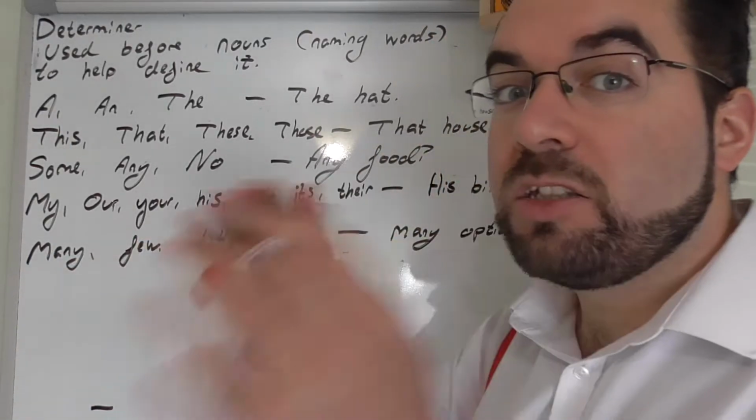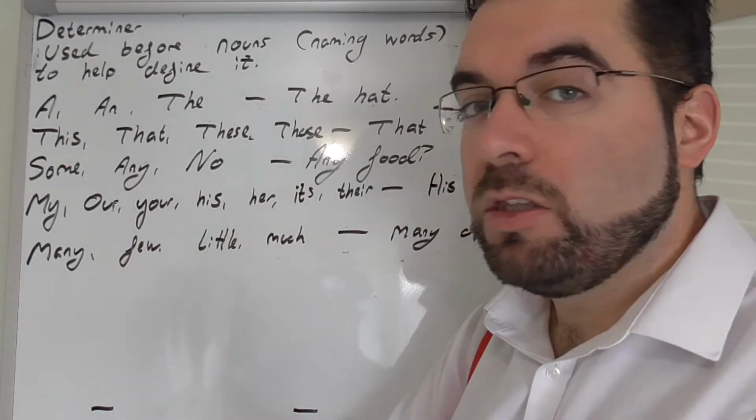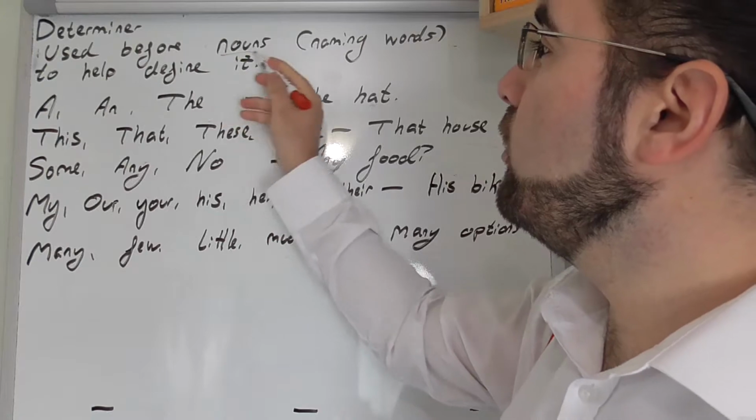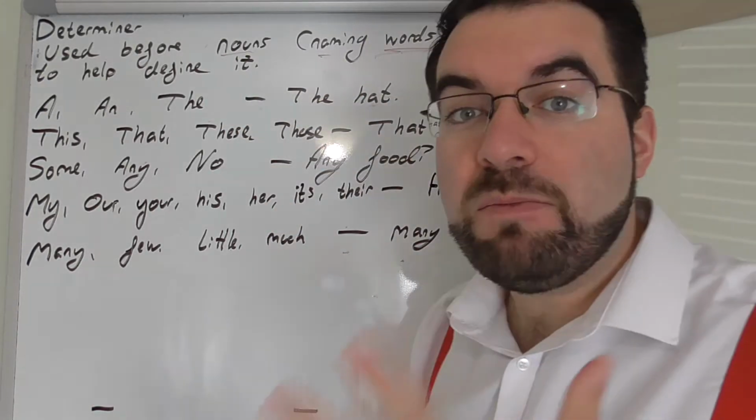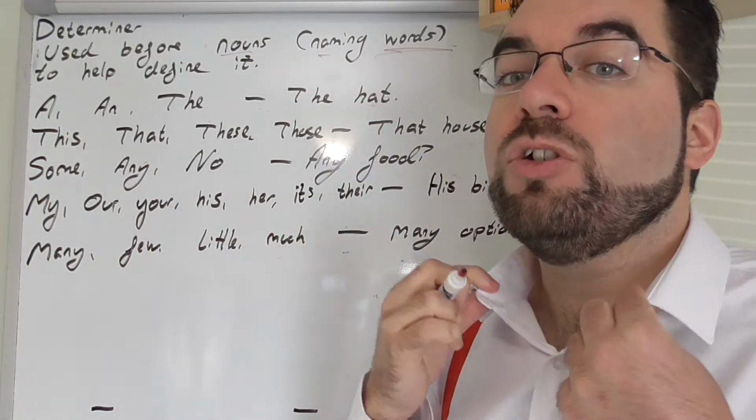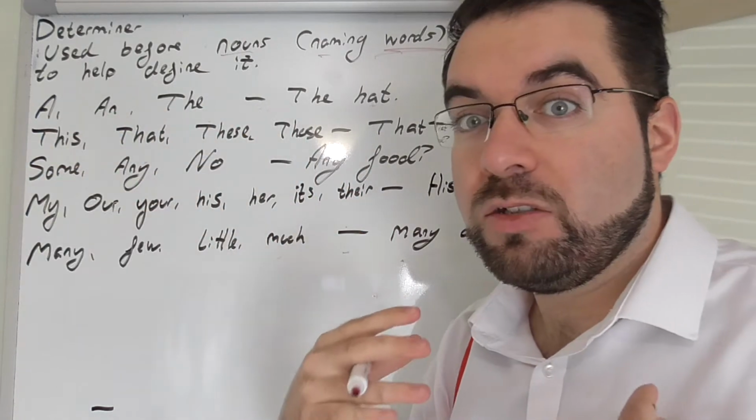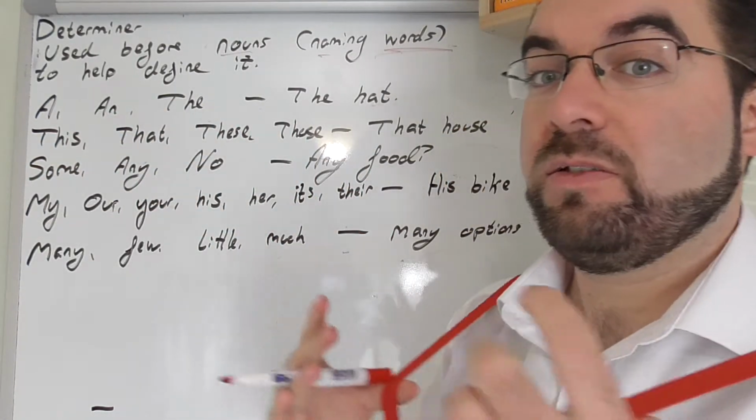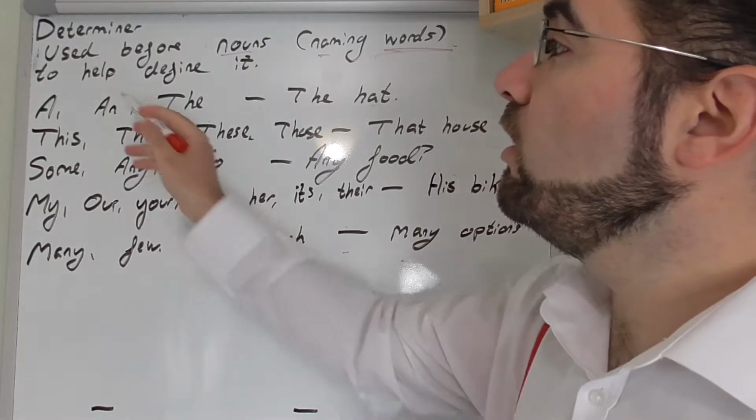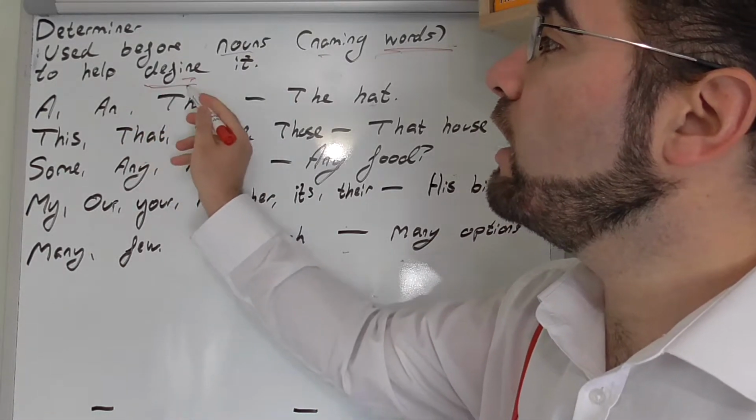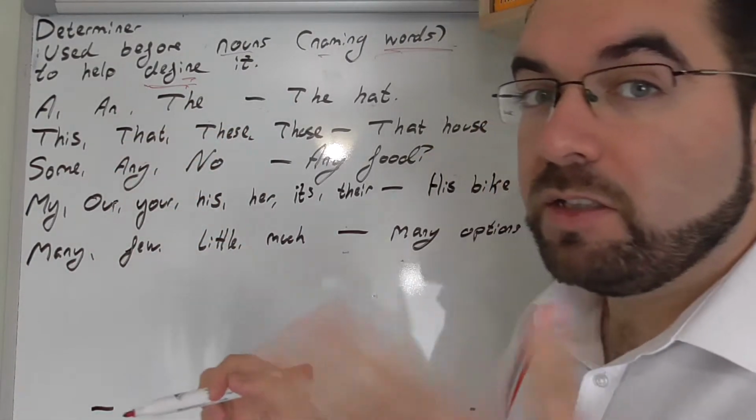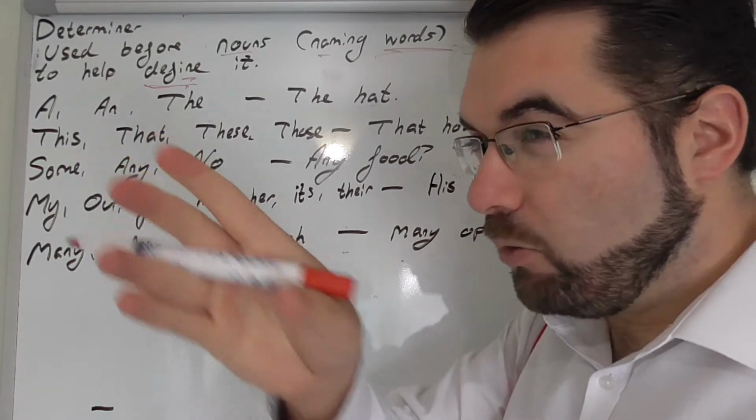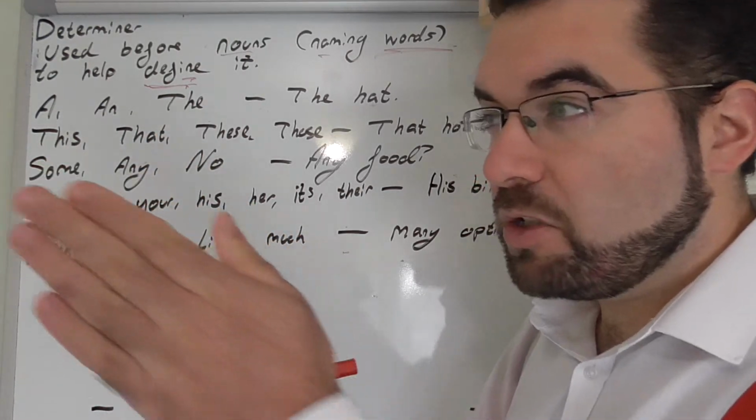Okay, so let's look at determiners. Determiners are used before nouns, so naming words, names of things: pen, shirt, glasses, Adrian, Tom, suspenders, and beyond. And to help define it: determine. Determiner, determine, define it. Which one?